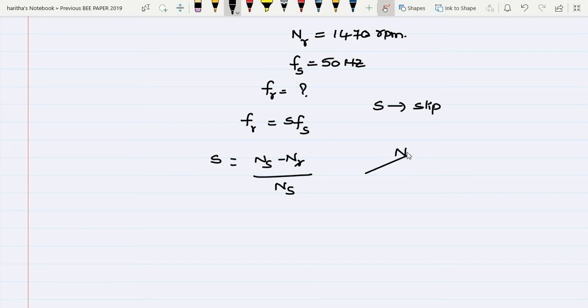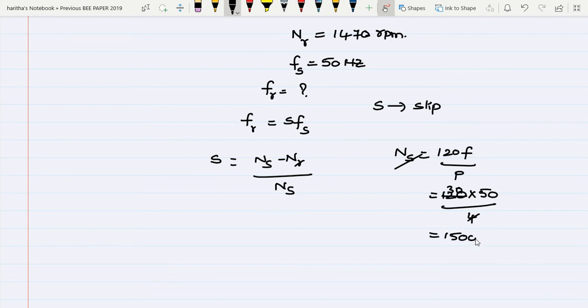Synchronous speed formula: Ns is equal to 120 F by P. So 120 into frequency, which is 50 Hz, and number of poles are 4. So it is 1500 RPM. So synchronous speed or stator speed is 1500 RPM. So substitute that: 1500 minus 1470 divided by 1500. You will get the slip value.